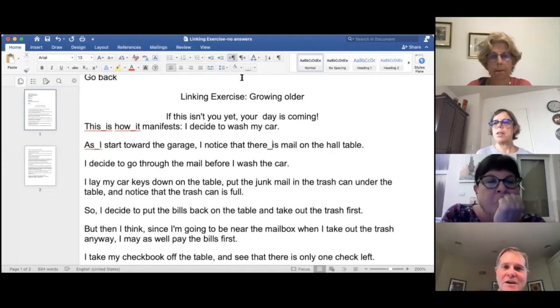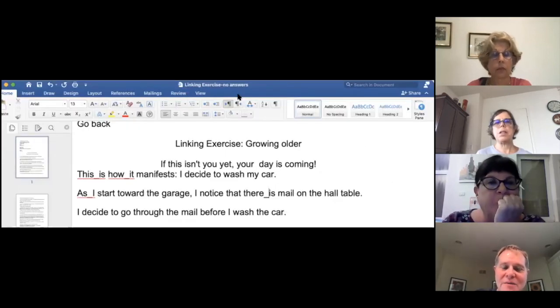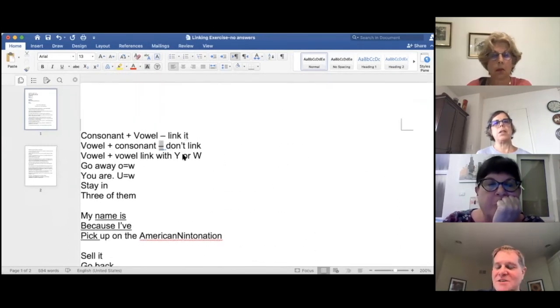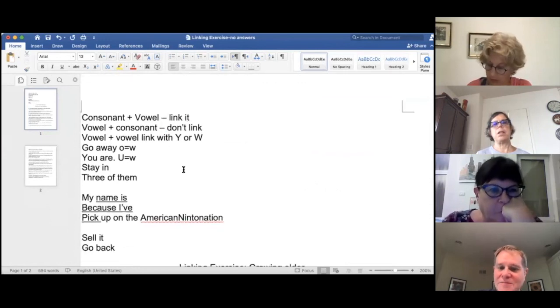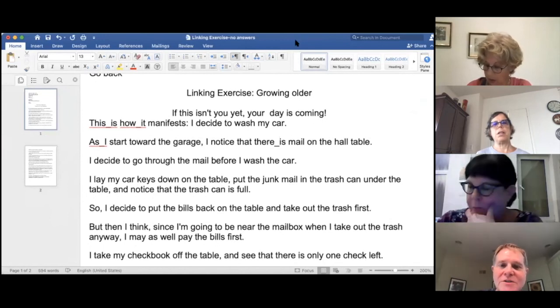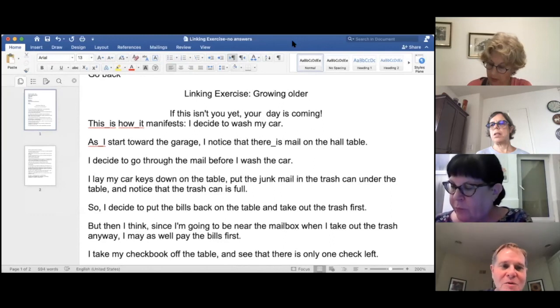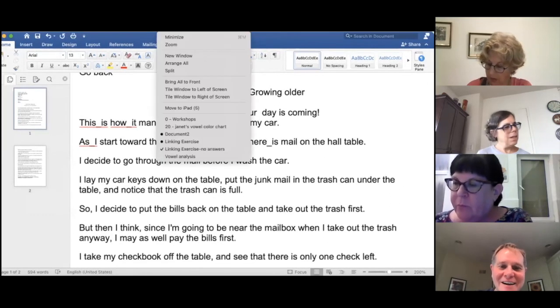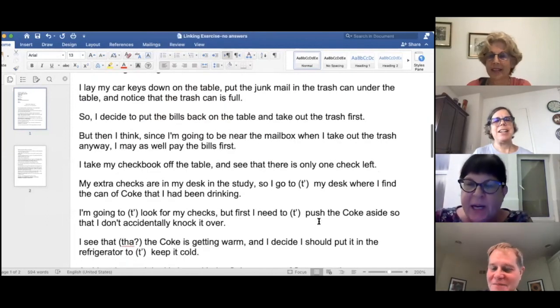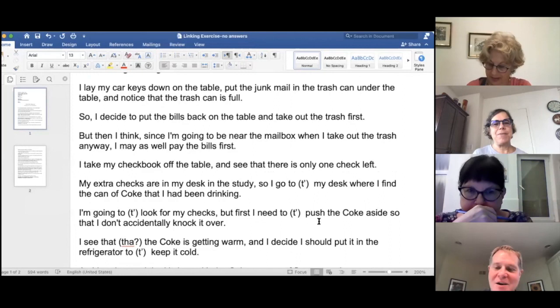We talked a little bit about linking, and we said that consonant plus vowel links, vowel plus vowel links. And then we also talked about something else, which I can't for the life of me remember. What was the other thing? There was something. Marla, anybody? The TH, right. TH. Oh, right.